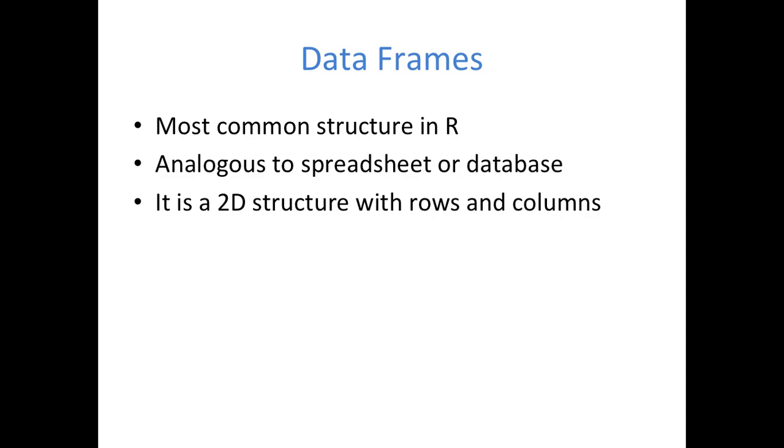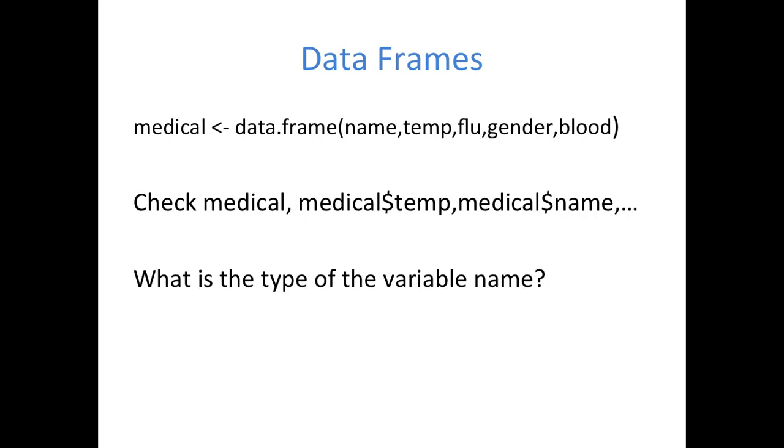And finally, data frames are one of the most important data structures in R, and in fact, we are going to be using it a lot throughout this course, so it's important to understand this. It's very similar to a spreadsheet or a database. Okay, so think of it as a 2D structure with different rows and columns. How do we create a data frame? A data frame is created with the command data.frame, and between parentheses you have to put the names of the variables that we are including in the data frame. Okay?